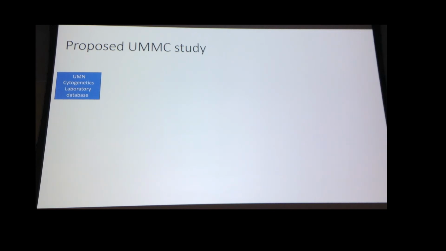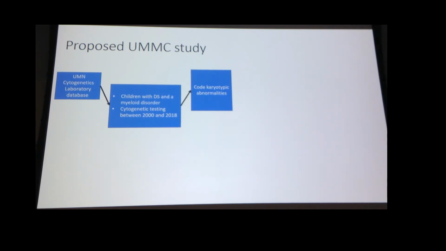We have already queried the University of Minnesota Cytogenetics internal database to identify children with Down syndrome and a myeloid disorder who underwent testing here at our lab between about the year 2000 until the end of 2018. We're going to code all those karyotypic abnormalities, just like I did with the COG study. And then our plan is to do DNA microarray on the patients for whom we have leftover specimens in the laboratory archives. And in doing this microarray, you will remember back to the case that I presented at the beginning of this talk, that DNA microarray just has an advantage over karyotyping in that it can very precisely define what abnormalities are present in a karyotype.